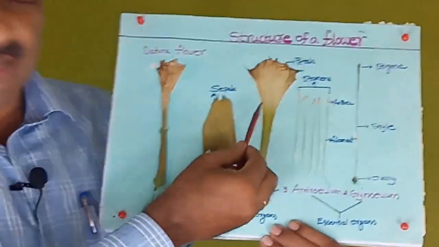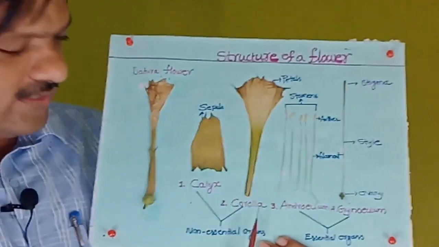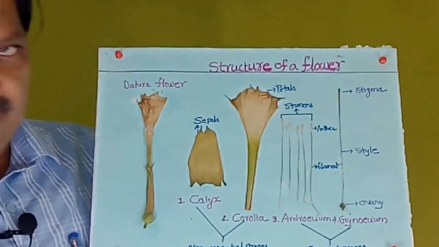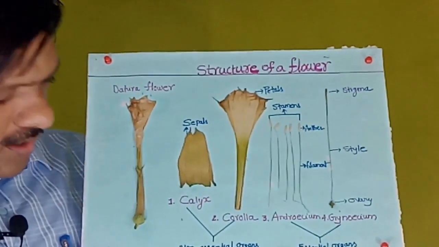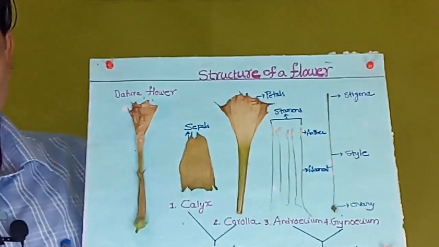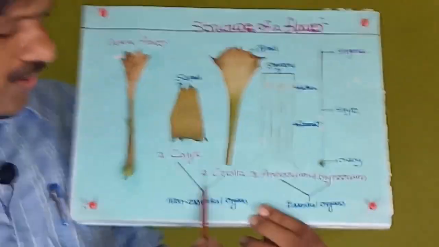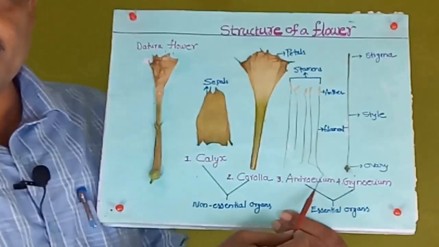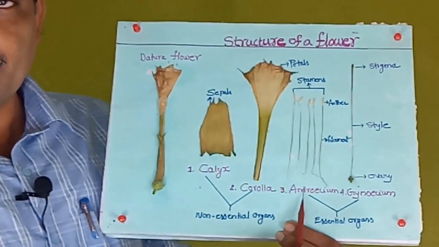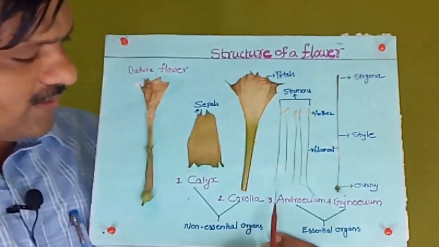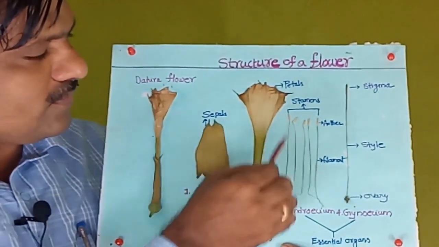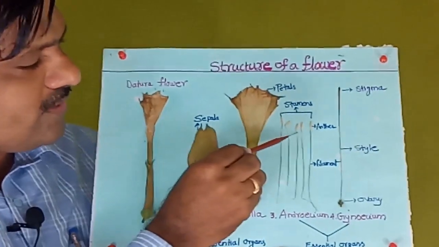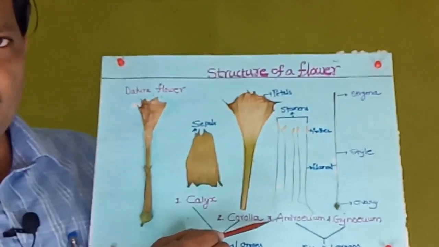Petals, corolla, petals, calyx, sepals, just to remember properly. And this calyx and corolla combined we call accessory organs or non-essential organs of the flower, because they are not taking much part in the reproduction. Then the third whorl we call the androecium. Andro means it reflects the male reproductive part of the flower. This androecium consists of different numbers of stamens, what I told. You look here, 1, 2, 3, 4, 5 stamens are there in the Datura flower.